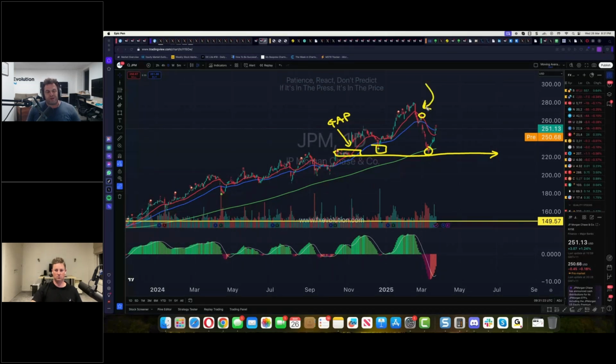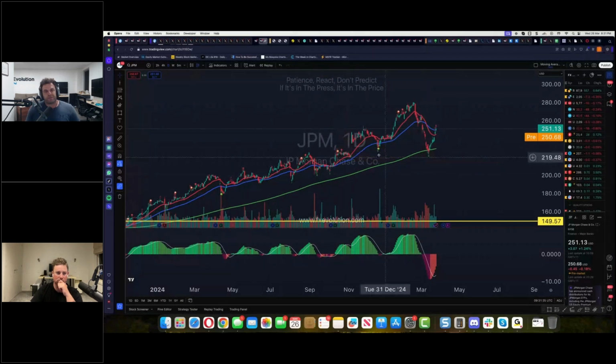It doesn't necessarily mean you have to trade the daily chart, but having an understanding of where the real support is will give you a distinct advantage when you go to the smaller time frames and look for pullbacks in the direction of that overall trend. So I just wanted to highlight that.